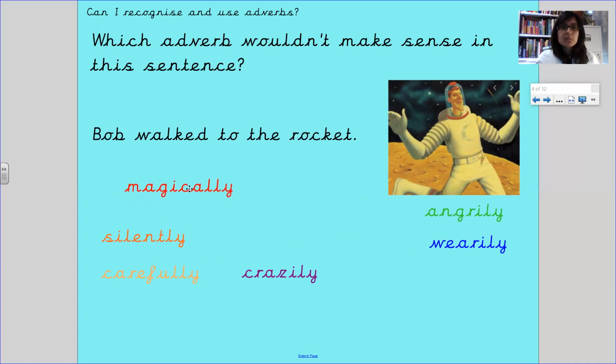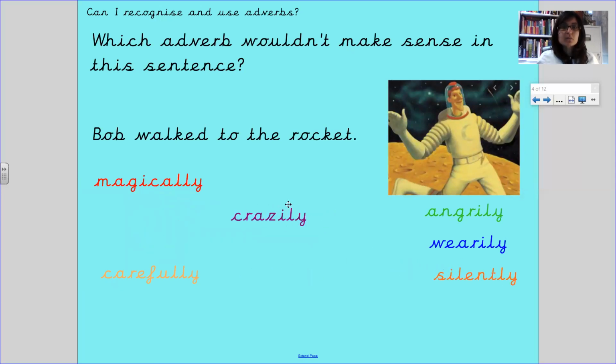Do you think Bob walked magically? I don't think we can walk magically, so that one's not going to work. Bob walked silently? Yes, that one works. Bob walked crazily. I'm going to say no. You can be a bit crazy when you walk, but in this case, I'm going to say no. And carefully. He might have walked carefully because he doesn't want to step in the craters.